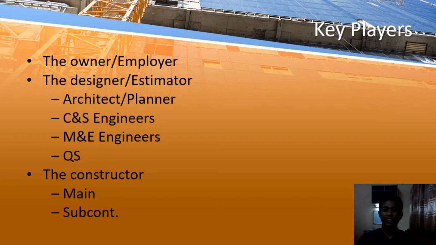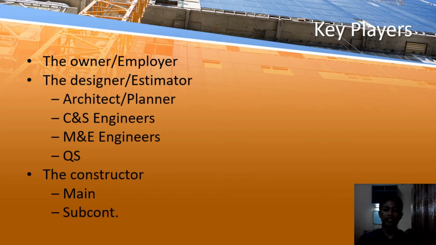Next is the designer or estimator. The designers include the architect or planner, civil and structural engineers, M&E engineers, and QS. QS means quality inspection. The QS checks the building when the building is 90% complete. The QS must check whether the building is safe to use or not.